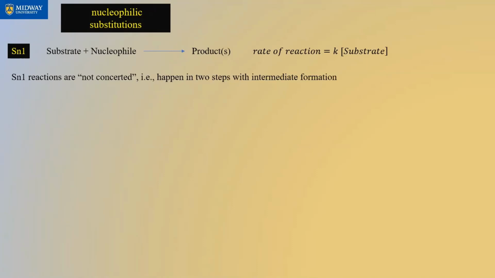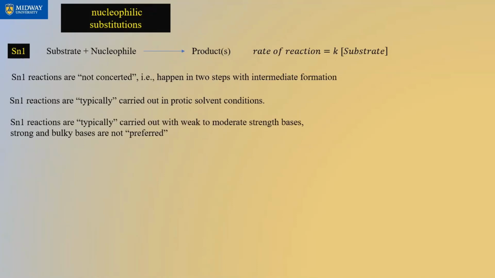And unlike SN2, SN1 reactions are not concerted. That is, it happens in 2 steps with an intermediate formation. I'll talk more about it because that's a very, very important idea. SN1 reactions are typically carried out in protic solvent conditions, with weak to moderate strength bases. Strong and bulky bases are definitely not preferred. Weak as in water, NH3, all of the weak bases shown on the bottom. Neutral bases is what you would use for SN1.